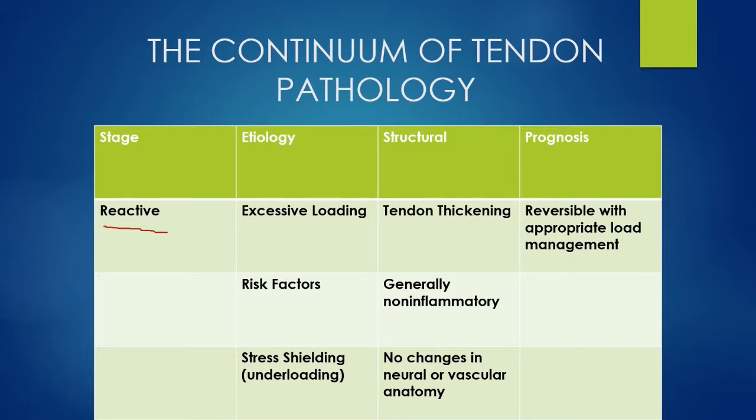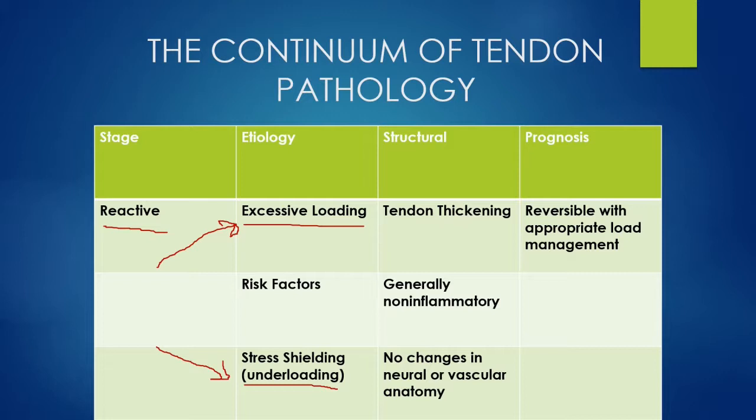So in the reactive stage of tendon pathology, the cause of the reactive stage of tendon pathology is one of two things. It's either due to excessive loading or it's due to underloading. Now, excessive loading would describe someone who's subject to repetitive or cumulative trauma and heavy lifting, for example, whereas underloading, also known as stress shielding, this is going to be found in a person who is basically sedentary and is not regularly subjecting their tendons to normal loading.